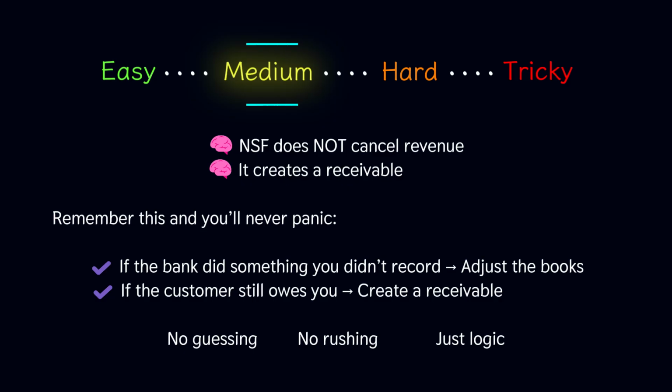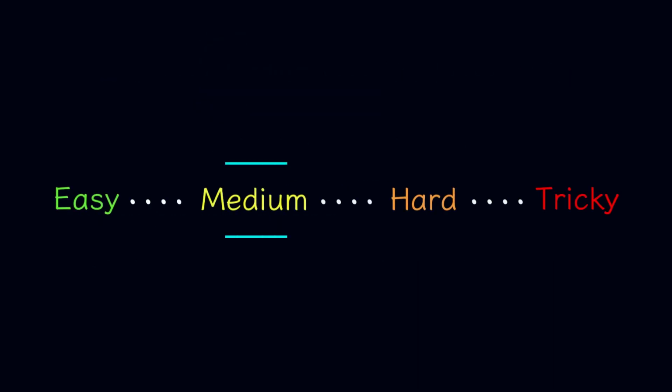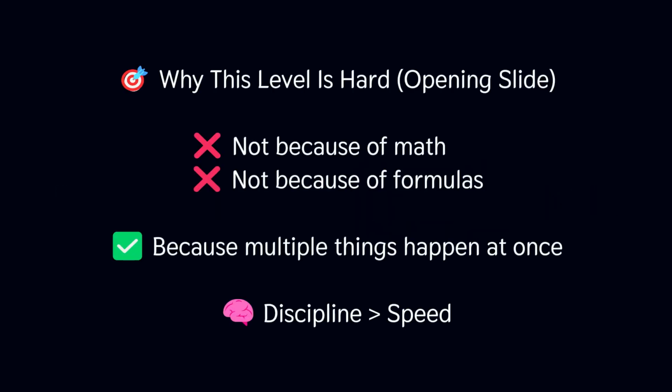Let me lock this level in. If the bank did something you didn't record, adjust the books. If the customer still owes you, create a receivable. No panic, no guessing, just logic. And if this level feels clear, you're ready for the hard bank reconciliation traps next. All right, now we're in the hard level. Not because the math is hard, but because multiple things are happening at the same time. This is where students lose points by rushing. So we're going to slow down and stay disciplined.